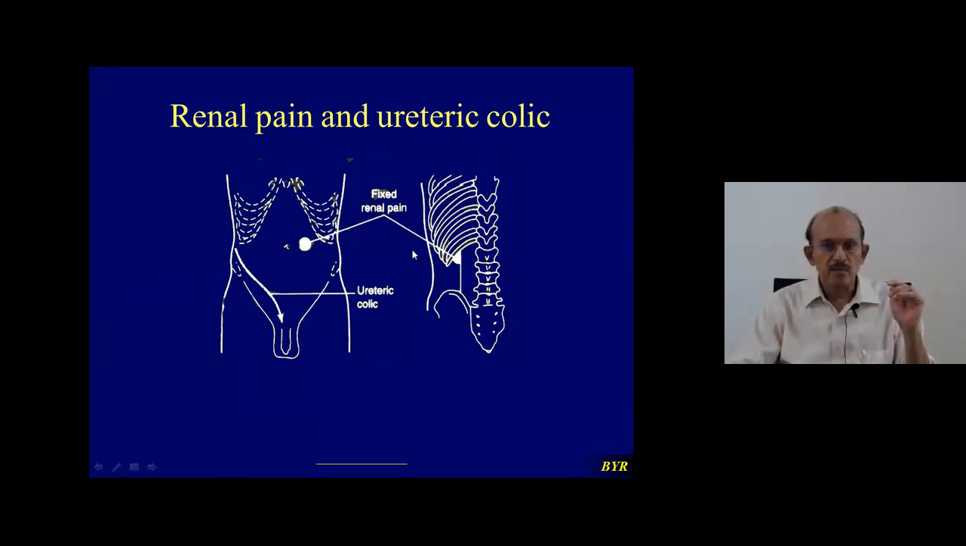So the renal pain starts at the renal angle. This is the erector spinae muscle. This is the 12th rib. This is the renal angle. So from here to the anterior abdominal wall up to here. So that will be the characteristic feature of the renal pain. The ureteric pain will be starting at the same point, but it comes down like this and radiates to the scrotum and to the thigh.